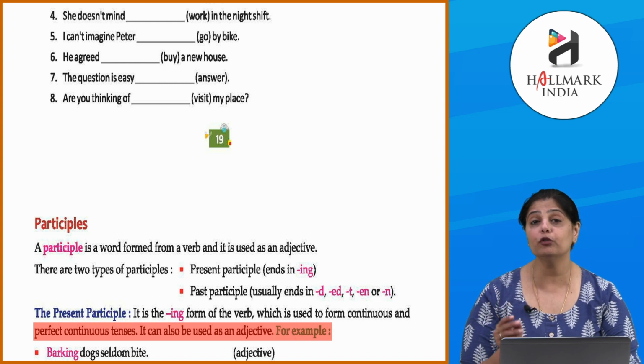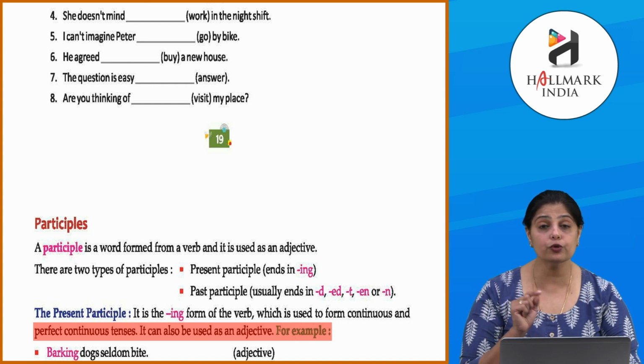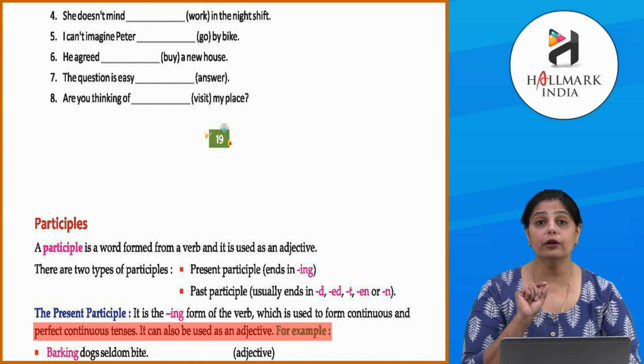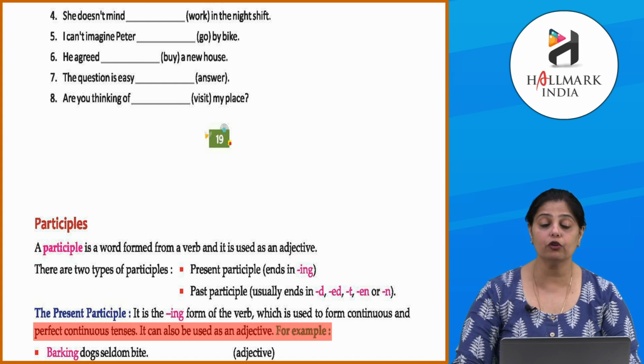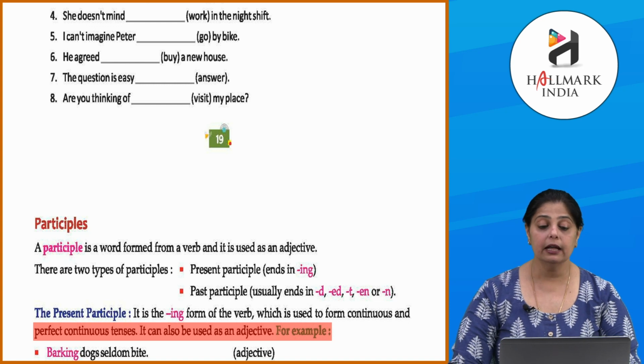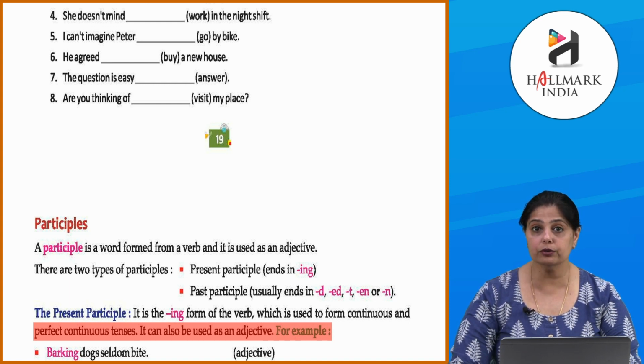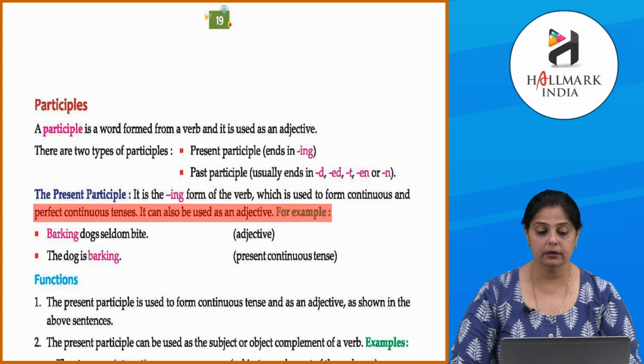तो past में हम लोग words जो use करते हैं, we are like used to, so we have added d, so we add ed, d or t or en or n. Okay, when we are talking about the past participles. Now let's look at the present participle first. So in the present participle, which is the ing form of the verb, which is used to form continuous and perfect continuous tense. It can also be used as an adjective.